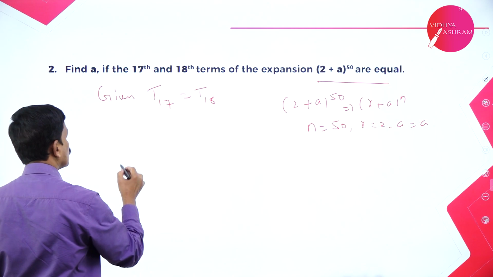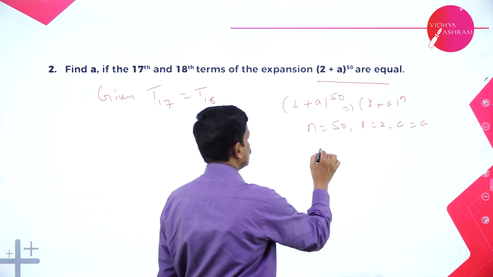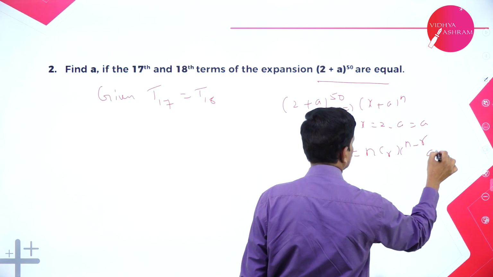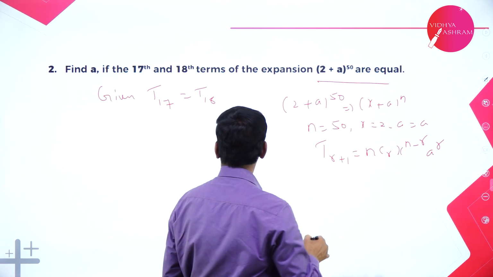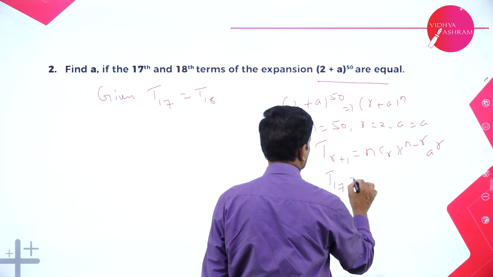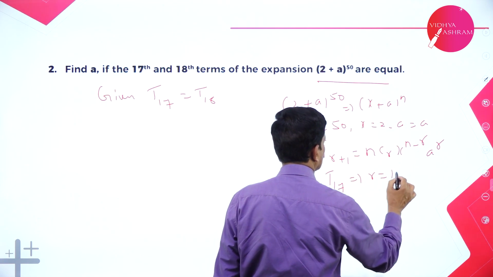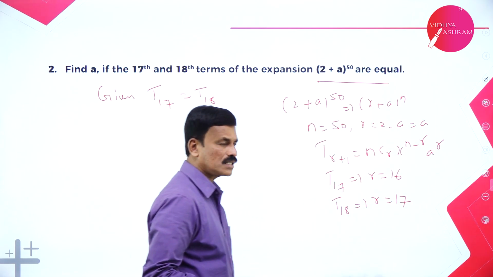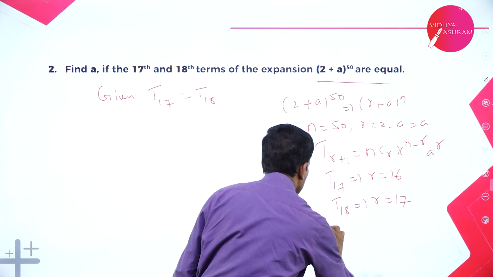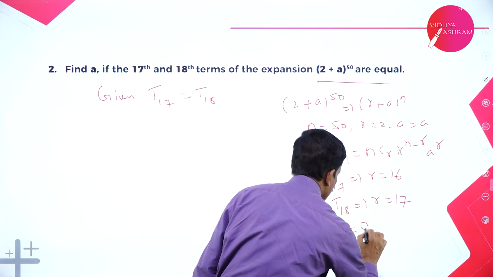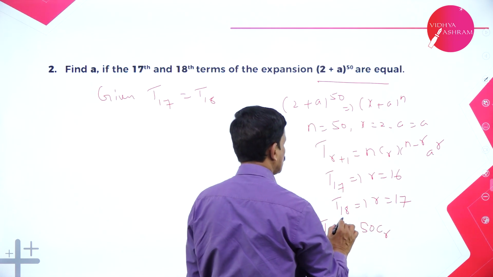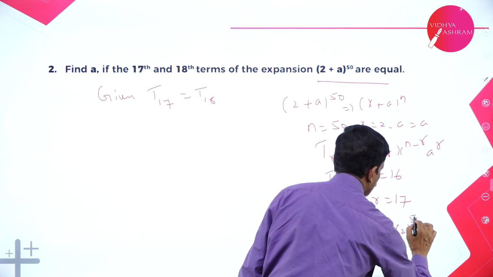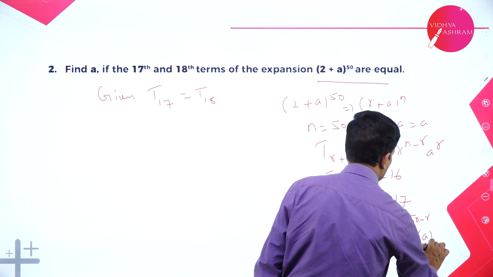Now just substitute here. What is the formula? nCr. What is the general term? T(r+1) is equal to nCr x^(n-r) a^r. So for the 17th term, for T17, put r is equal to 17 minus 1, which is 16. For the 18th term, put r is equal to 17. That's it. Let me write the general term. T(r+1) is equal to 50Cr, with x being 2, so 2^(50-r) a^r.